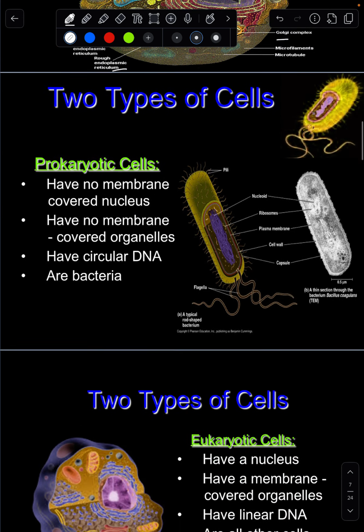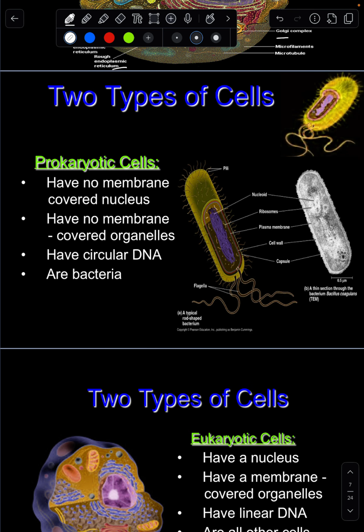Two types of cells we have seen till now. Prokaryotic cells have no membrane covered nucleus, so they don't have a well defined nucleus inside them. They don't have any membrane covered organelle. Their DNA is circular. Examples are bacteria, cyanobacteria or archaebacteria. Their diagrams are given here, which is a typical rod-shaped bacterium, and this one is Bacillus coagulans, which is also a type of bacteria.